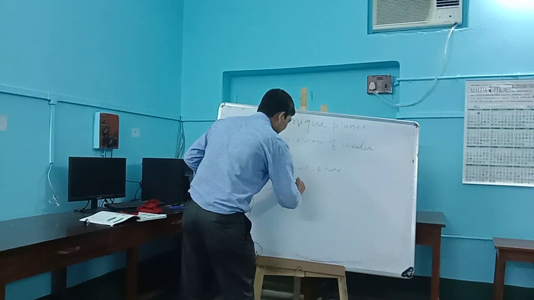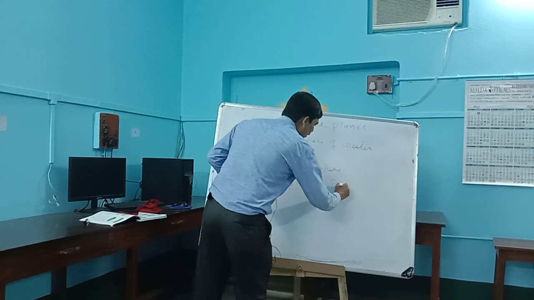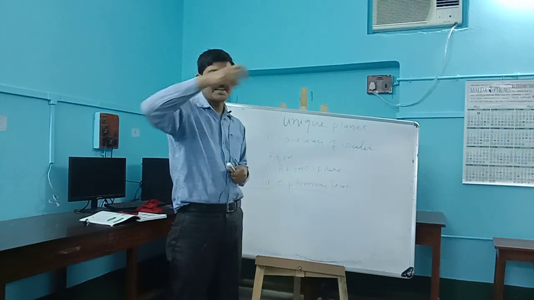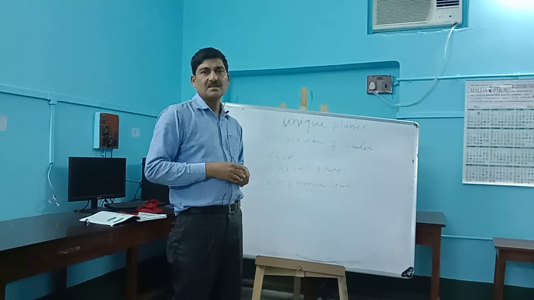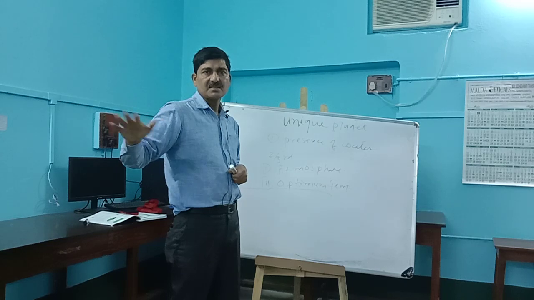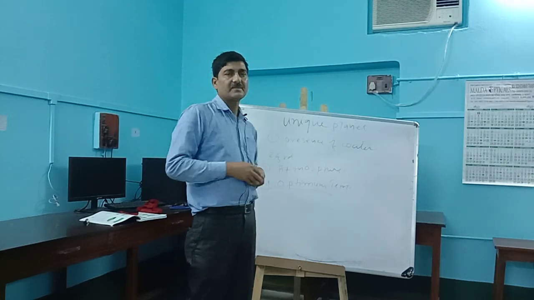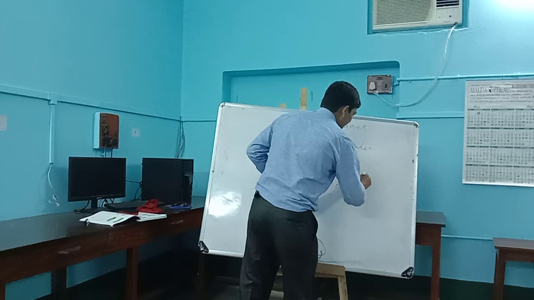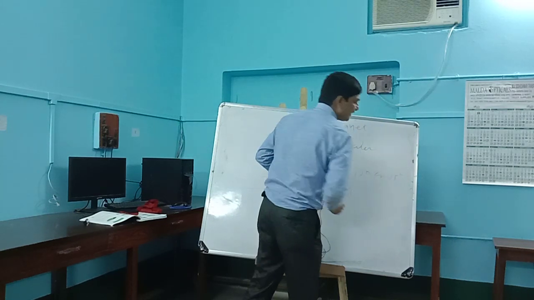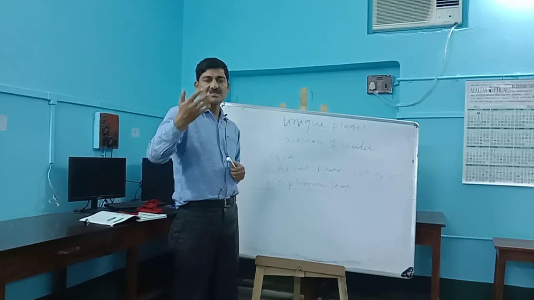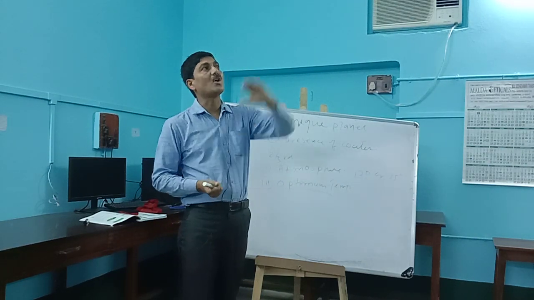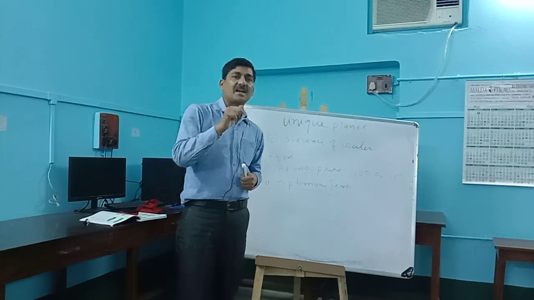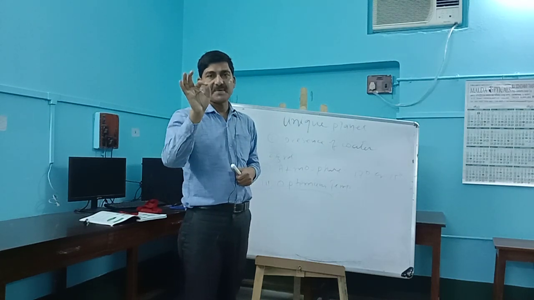The third important condition, optimum temperature. If you look at the planets according to distance, the position of the Earth is third: Mercury, Venus, Earth, Mars, then Jupiter. So Earth is neither too hot nor too cold. The average temperature of the Earth is only 17 degrees centigrade, which allows us to live here. All other planets are either too hot or too cold, so life could not exist there. So life is here because of the suitable, favorable temperature.